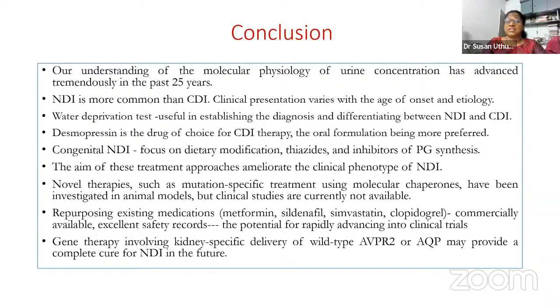The water deprivation test is useful in the correct situations. Desmopressin is the drug of choice for central DI. For nephrogenic DI, which we have to focus on at present, currently we are focusing on dietary modification, thiazides and inhibitors of prostaglandin synthesis. Our treatment aim is to ameliorate the clinical phenotype. Novel therapies are in the pipeline, and gene therapy may provide a complete cure for nephrogenic DI in future. Thank you.